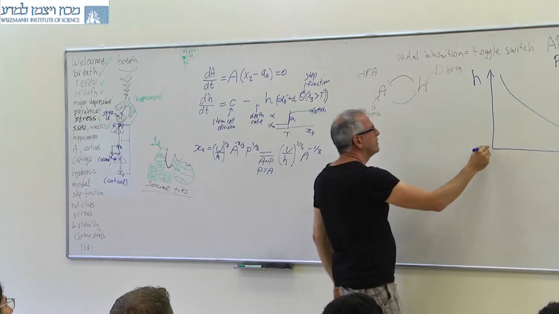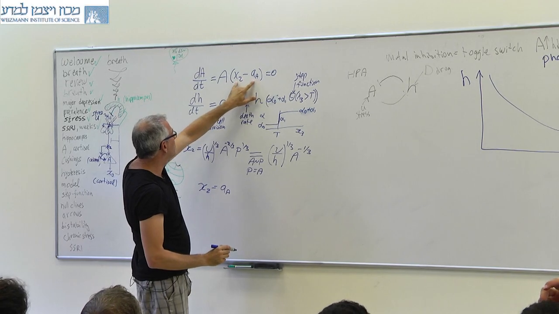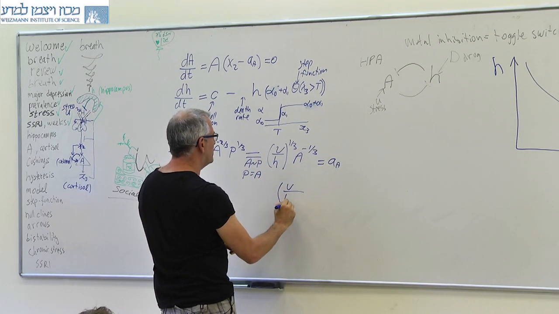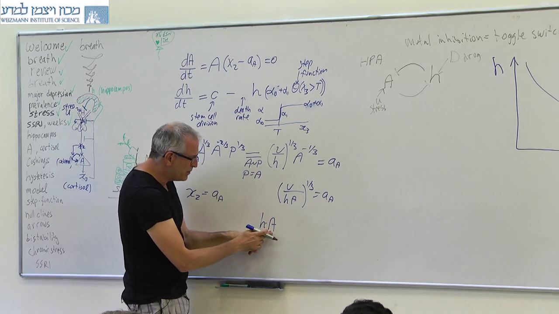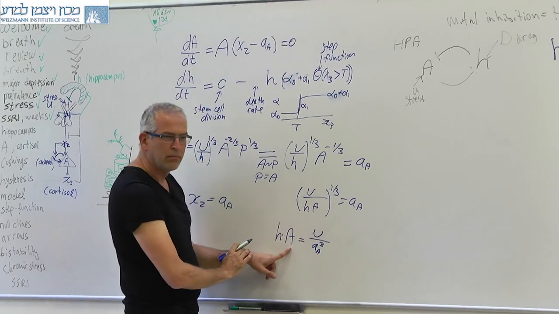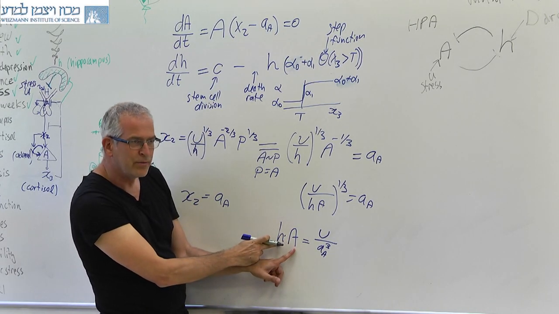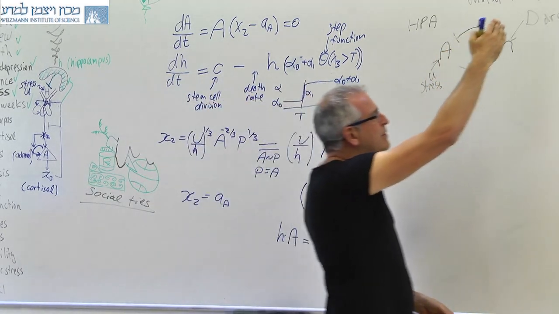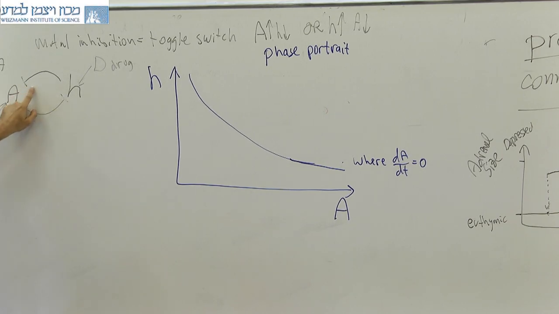So that's either A equals 0, which is this line, or X2 equals alpha A. In order for A not to change, X2 has to equal alpha A, which means that this thing has to equal alpha A. And this thing means that U over HA to the power 1/3 equals some constant, which means that HA, the product of the volume of the hippocampus times the volume of the adrenal, equals the stress divided by some number. So this relationship here is just a hyperbola. The bigger A is, the smaller H has to be. So if I set H at a certain number, A adjusts to satisfy this relationship, which is just this line. This line, H times A, is a hyperbola that represents this interaction here.